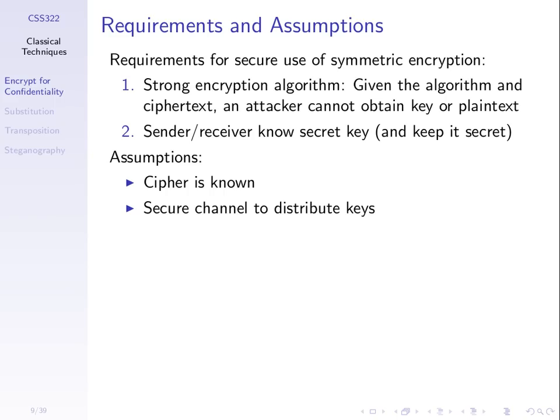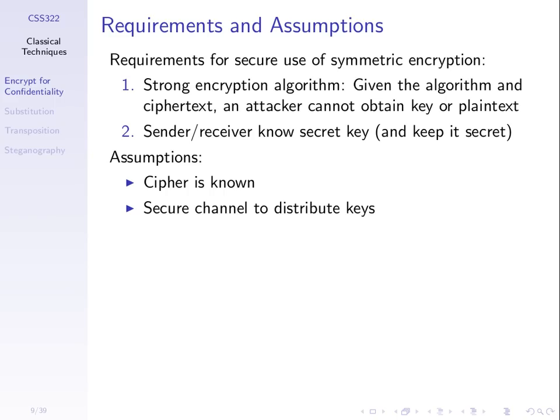Some related assumptions: the algorithm, the cipher, we normally assume is known. That is, the people who encrypt and decrypt must know the algorithm. They must know what algorithm they're using. And normally we assume everyone else knows the design of the algorithm and which algorithm is being used, including the attacker. The algorithm is normally not kept secret. So we assume the attacker knows the algorithm or the cipher.